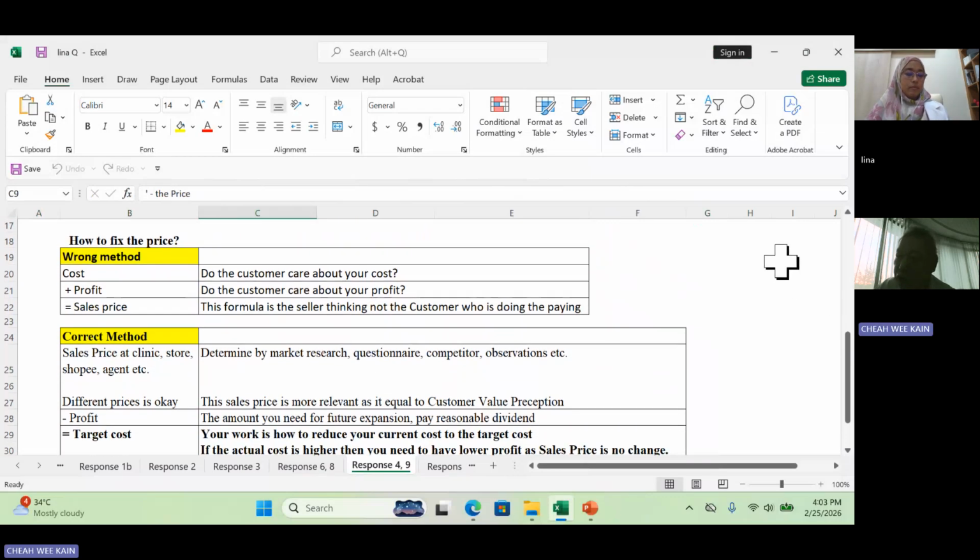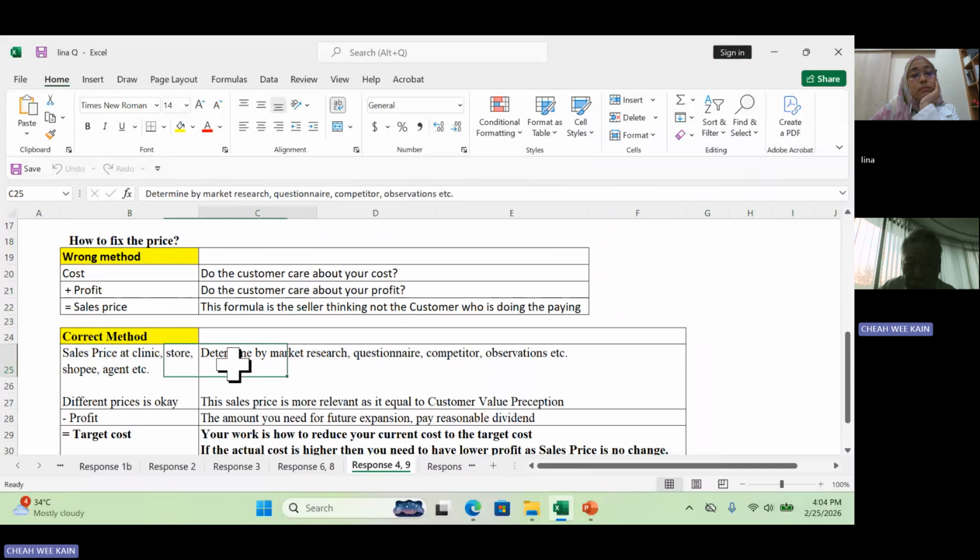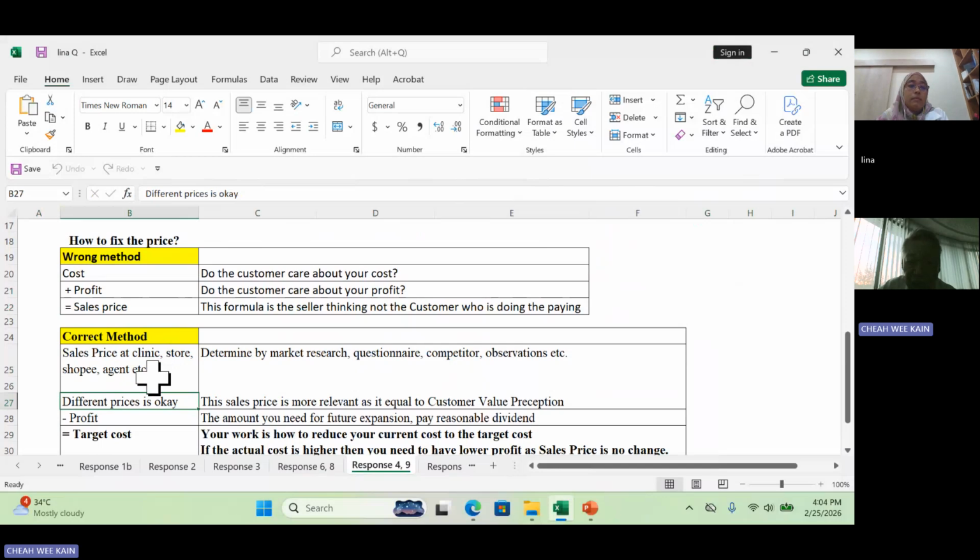So now, how to fix the price? The wrong method is cost plus profit equals sales price. That is a problem because the customer doesn't care about your cost. What you need to do is determine the sales price at the clinic, store, Shopee or agent, whatever place, by market research, questionnaire, competitor observations, anything. You need to look around and see what price the customer wants to pay for that particular type of product. Different prices are okay depending on the place of selling, so it can be a different price for the same product.